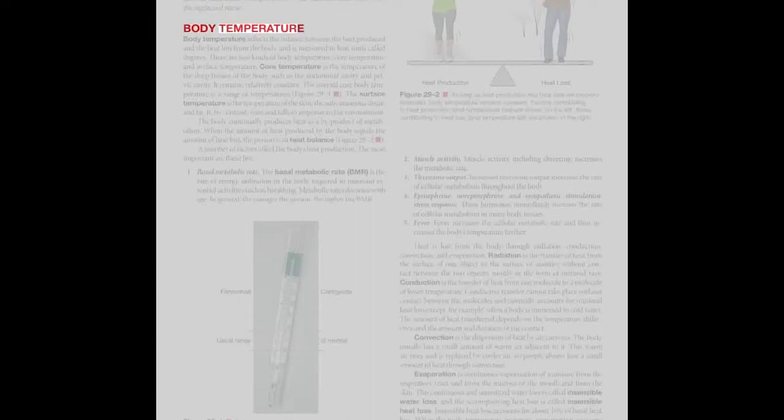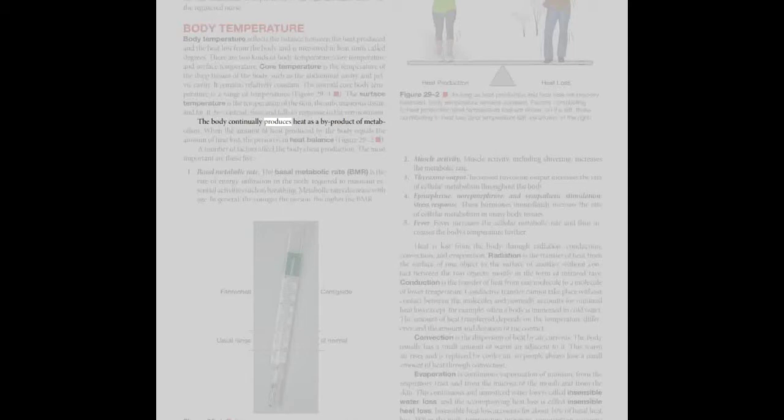Body temperature. Body temperature reflects the balance between the heat produced and the heat lost from the body, and is measured in heat units called degrees. There are two kinds of body temperature, core temperature and surface temperature. Core temperature is the temperature of the deep tissues of the body, such as the abdominal cavity and pelvic cavity. It remains relatively constant. The normal core body temperature is a range of temperatures, figure 29:1. The surface temperature is the temperature of the skin, the subcutaneous tissue, and fat. It, by contrast, rises and falls in response to the environment.